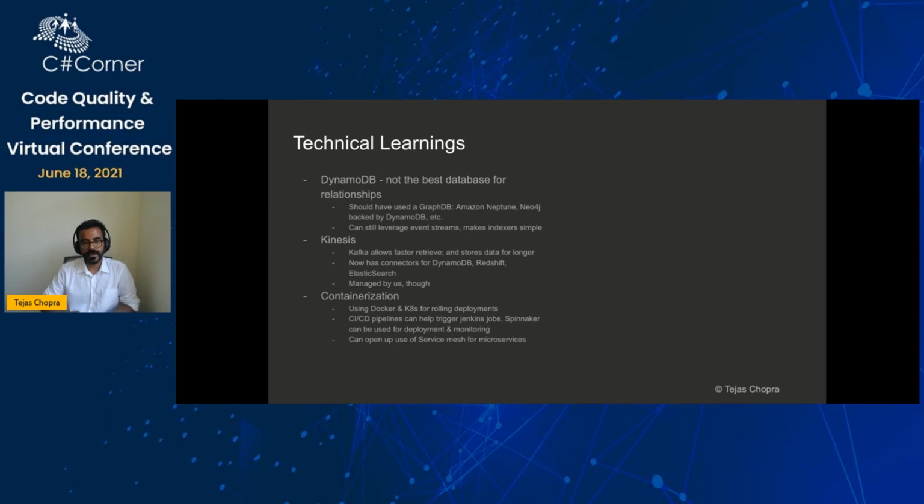Technical learnings. DynamoDB is not the best database for relationships. So like I said, there are different relationships between products, manufacturers, and brands. They cannot really be modeled very well with DynamoDB. Instead, I should have used a graph database. A graph database allows you to model these relationships, and it is not a secondary index lookup. The lookups are really O(1) because the relationships are a first-class citizen in a graph database.